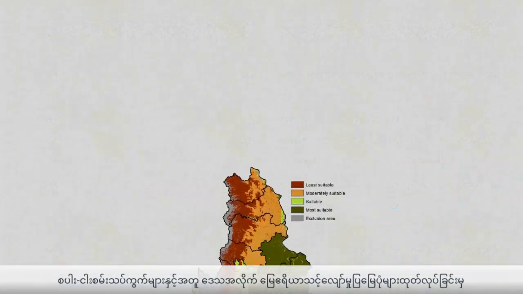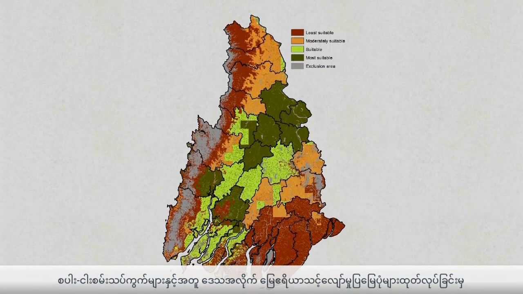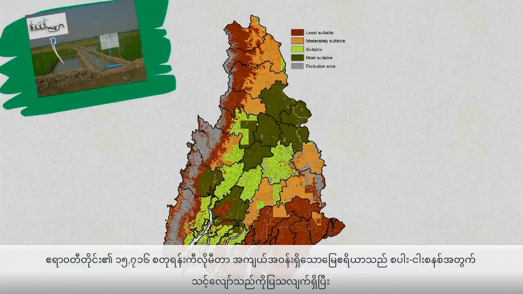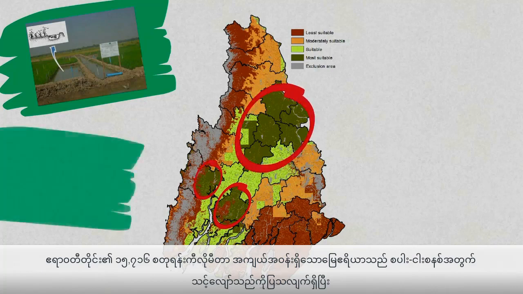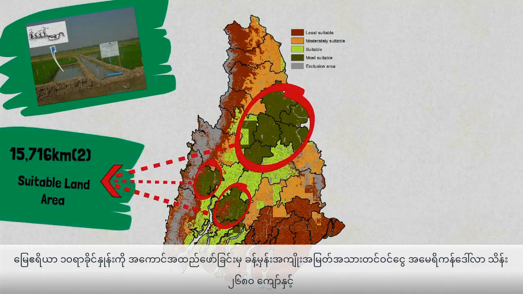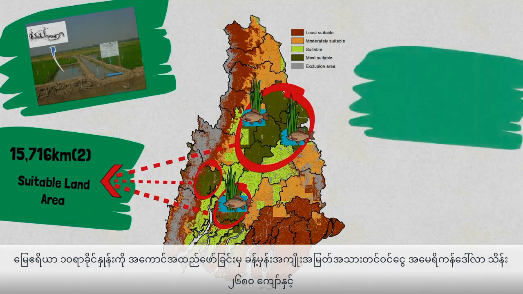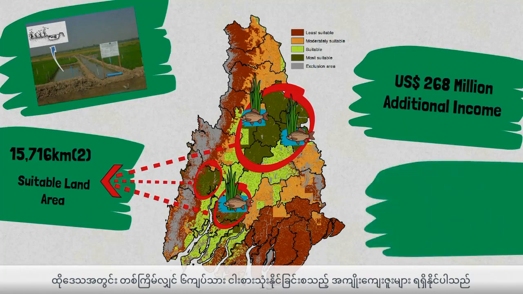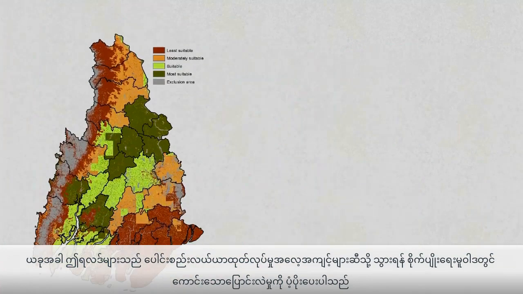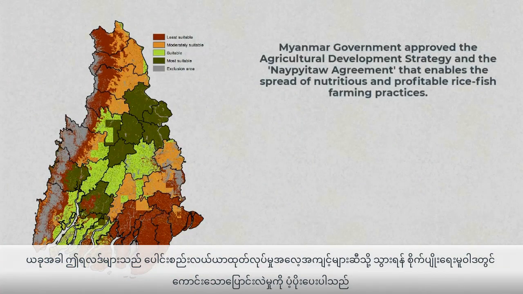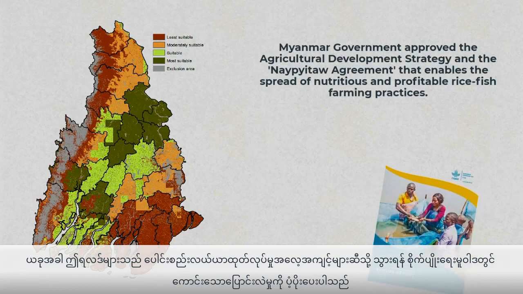The production of regional-level suitability maps, alongside rice-fish trial plots, has revealed a land area of 15,716 kilometres squared is suited to rice-fish, with predicted benefits from 10% implementation, including a net income of over $268 million and an additional 1 × 10⁵ milligrams of edible fish portions within the region. To date, these results have supported a favourable shift in agricultural policy towards integrated production practices.